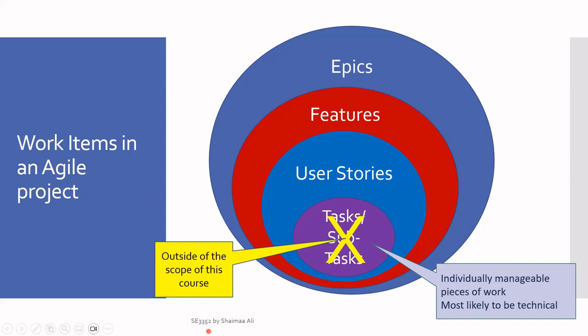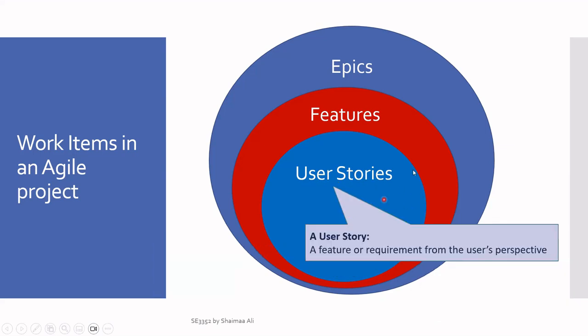So in the 3352, we're not going to talk about tasks. That's what you're going to determine in the winter course 3350 when we start the scrum, when we start the sprints. You're going to need to decide what are the specific tasks related to the implementation that you're going to include. But for the sake of this course, for the sake of this stage, we're going to end at the user story. So user story is the lowest level that we're going to reach.